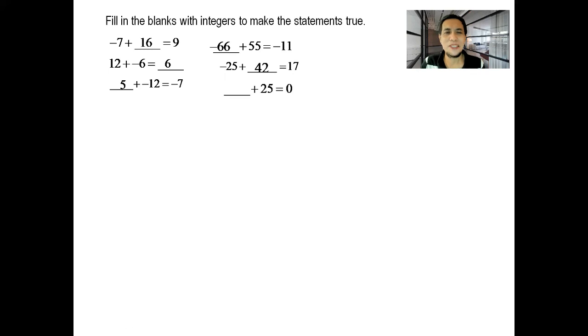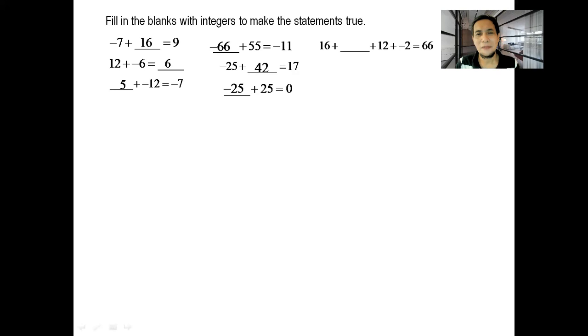Blank plus 25 is equal to 0. What can you add to 25 so that the sum is equal to 0? You can apply the additive inverse. What is the additive inverse of 25? Added to itself is equal to 0. The answer is, obviously, negative 25. Negative 25 plus 25 is 0. Okay. Next.